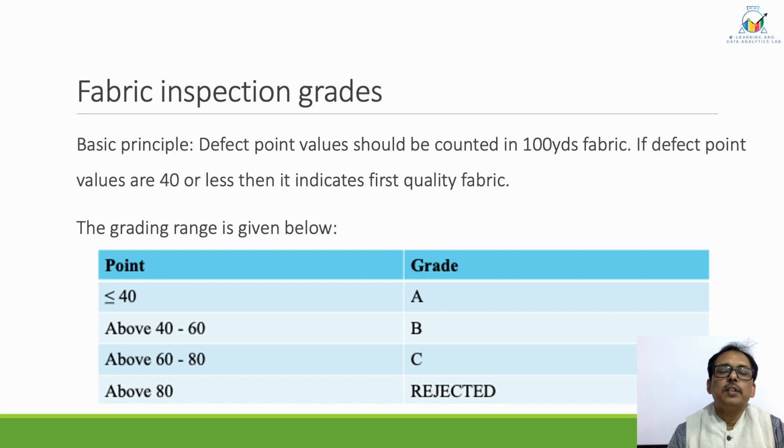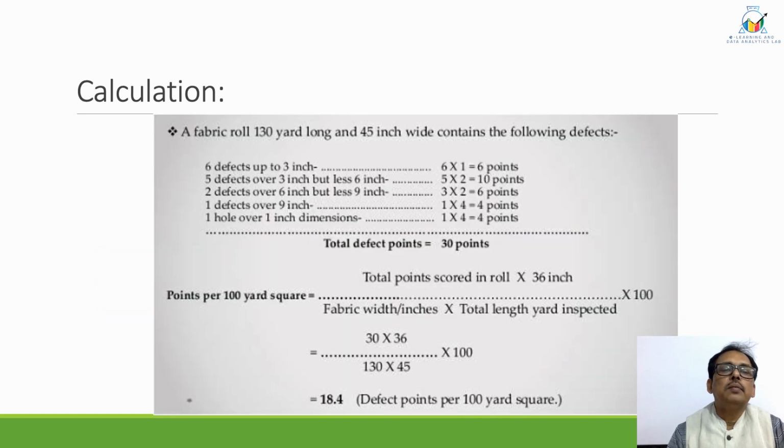This is the grading point. These are the calculation methods, the formulas. The fabric roll, 130 yards long and 45 inches wide, contains the following defects. The 6 defects up to 3 inches: 6 multiply 1, the penalty point was already mentioned, so 6 points. 5 defects over 3 inches but less than 6 inches: 5 into 2 is equal to 10 points. 2 defects over 6 inches but less than 9 inches: 2 into 3 is equal to 6 points. 1 defect over 9 inches: 1 into 4 is equal to 4 points. 1 hole of 1 inch dimension, so 4 points.